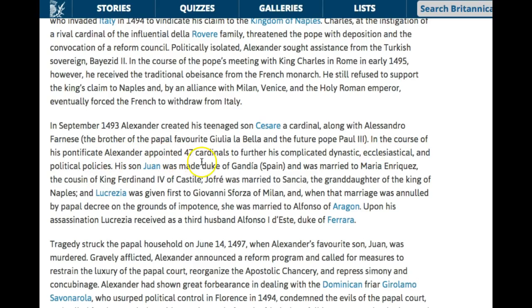His son Juan was made Duke of Gandia, in Spain, and was married to Maria Enriquez, the cousin of King Ferdinand of Castile. Joffre was married to Sancia, the granddaughter of the King of Naples, and Lucrezia was given first to Giovanni Sforza of Milan, and when that marriage was annulled by papal decree on the grounds of impotence, she was married to Alfonso of Aragon. Upon his assassination, Lucrezia received as a third husband Alfonso d'Este, Duke of Ferrara.